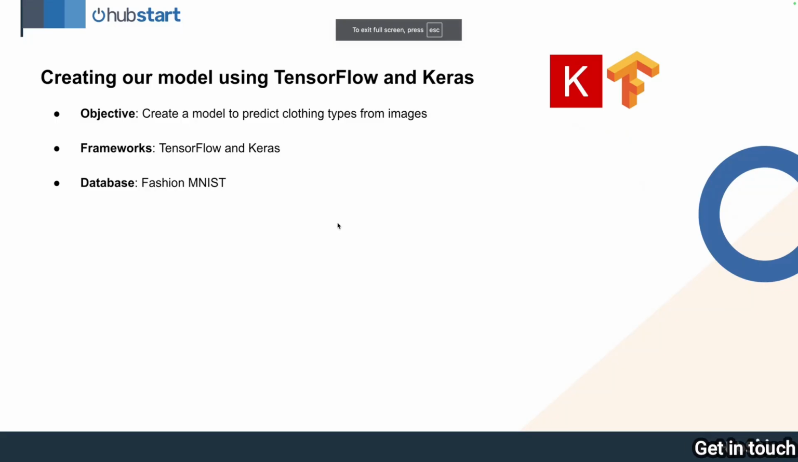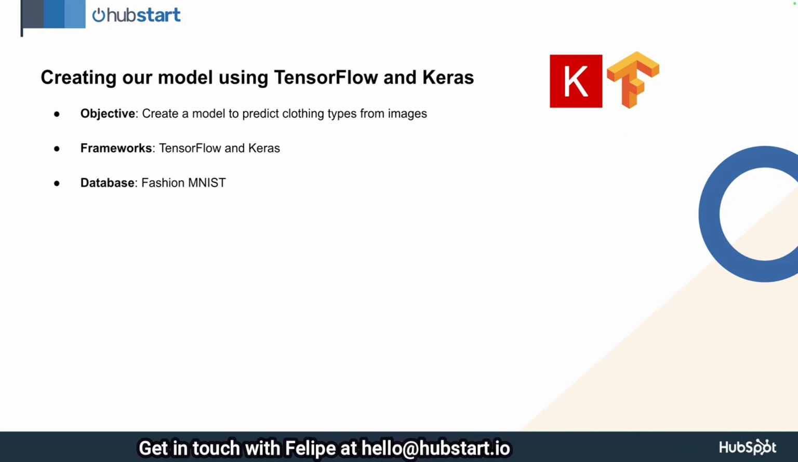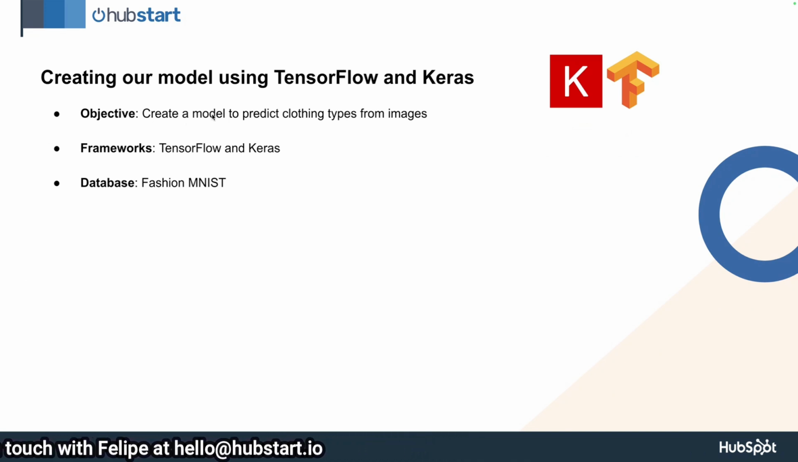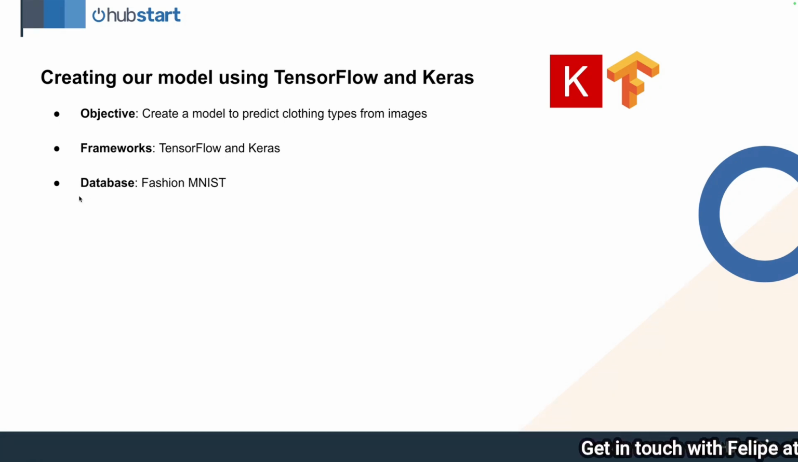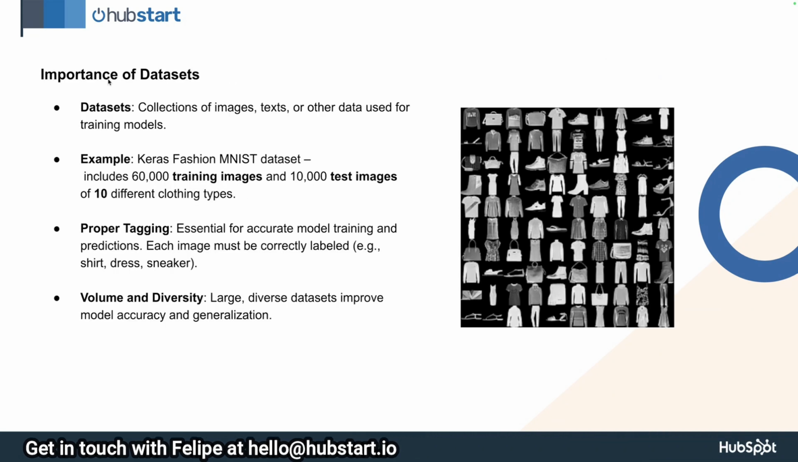So we're going to create our model using TensorFlow and Keras. These two frameworks are really powerful tools for us to create this. Okay, so the objective is to create a model to predict clothing types from the image. The frameworks are going to be TensorFlow and Keras, and we are going to use a dataset called Fashion MNIST. We're going to take a step here.